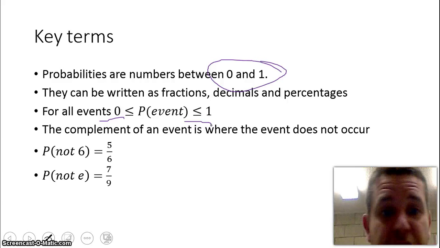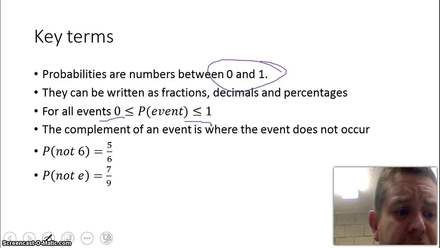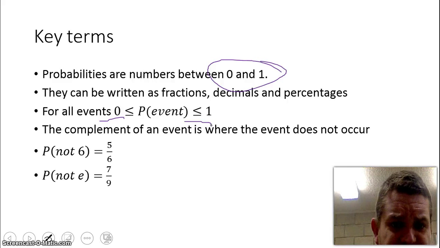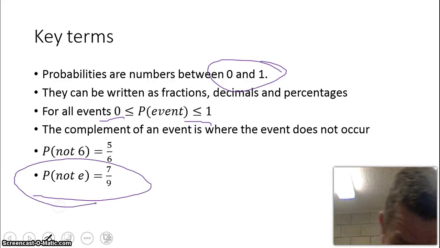And again, picking on Millsteed, the chance of not getting an E, there's 2 E's out of 9 letters. So there's 7 letters that aren't E. So our probability of the complement of E is 7 out of 9.